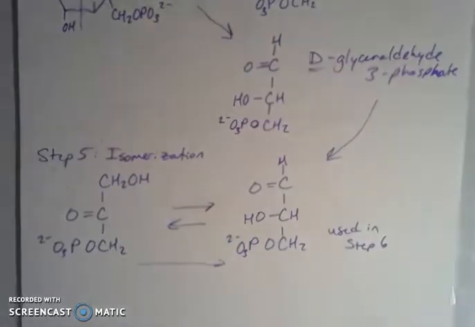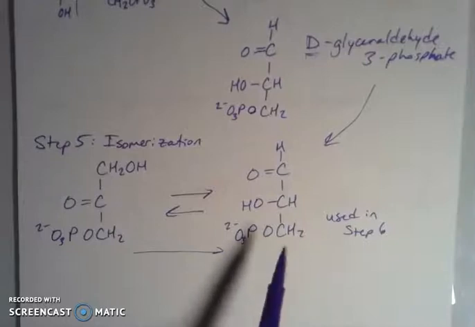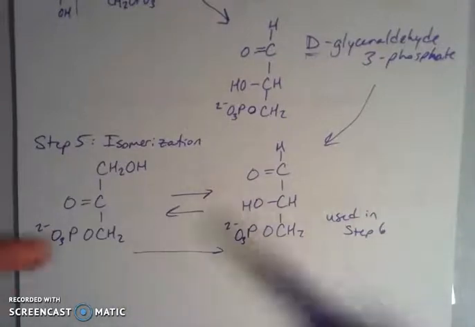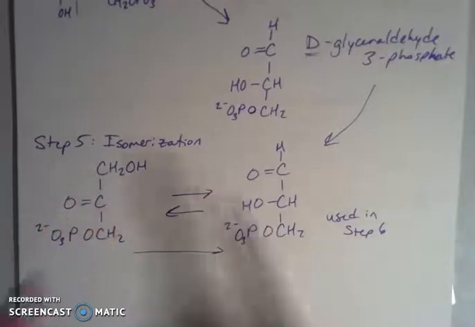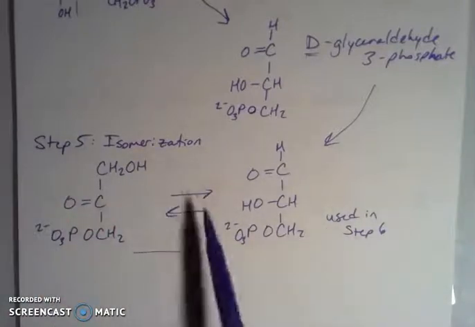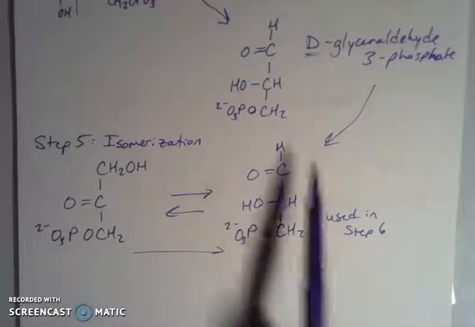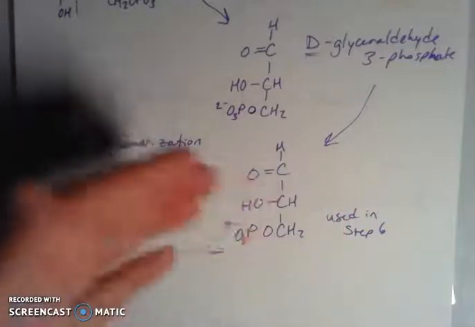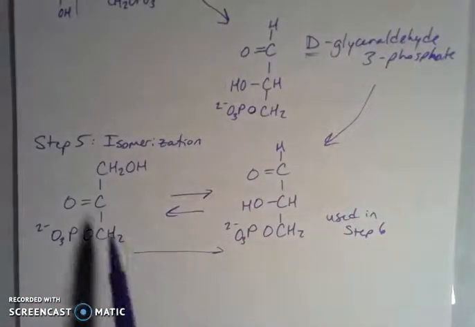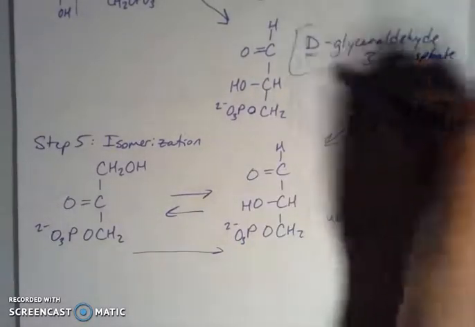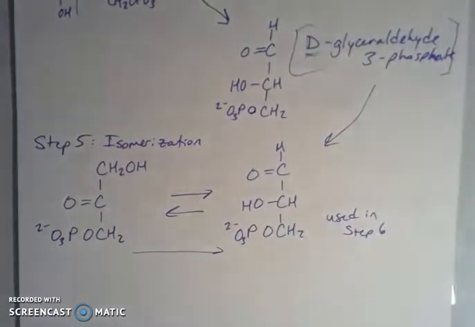As this is used up in step 6, then Le Chatelier's principle says, because it's an isomerization reaction, so there's an isomerase, we can flip back and forth between these things, there's an equilibrium. Le Chatelier says if I remove some of this product, so some of this is getting used up in step 6, then I'm taking some away, that shifts the equilibrium towards reactants, and functionally all of it is going to ultimately be this D-glyceraldehyde 3-phosphate.